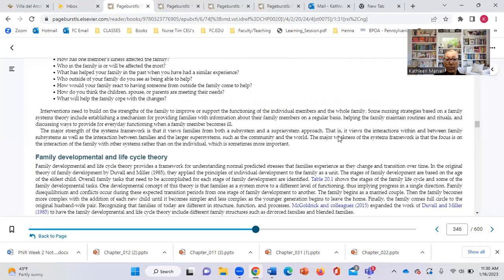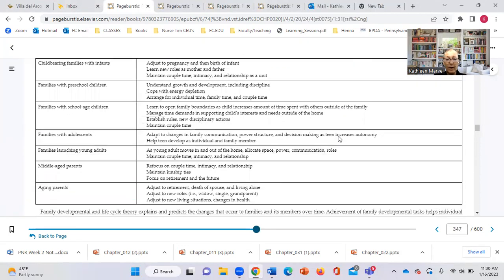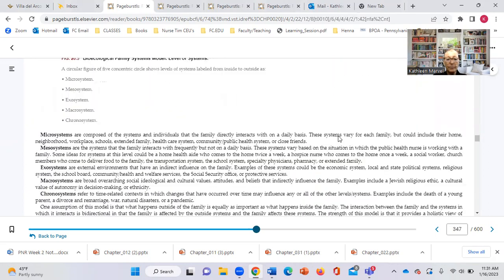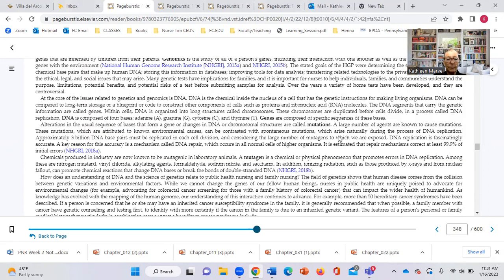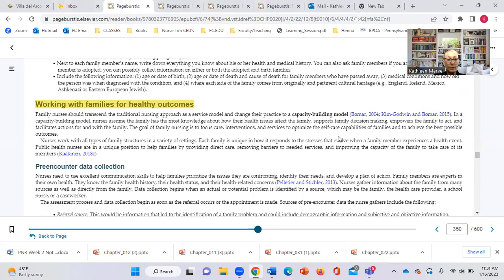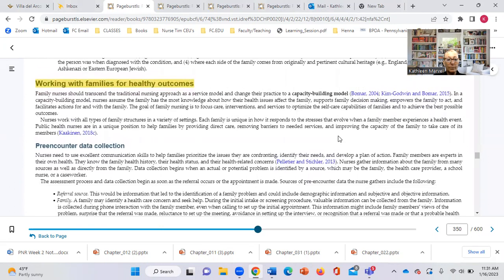So I'm skipping through quite a bit, but I'm trying to identify the areas in which we need the information to understand the concepts. Okay. We obviously, in family nursing, are working with families for healthy outcomes. Okay. So how does that look?